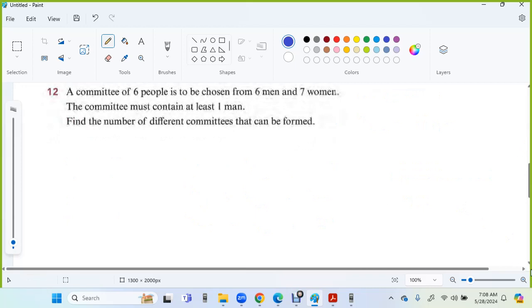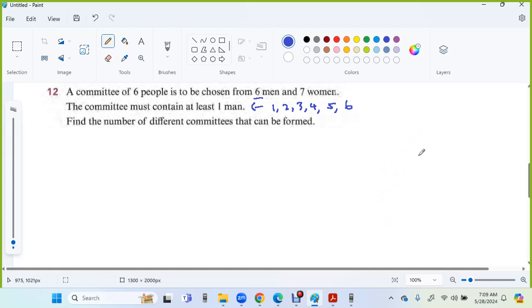Next, a committee of 6 people is to be chosen from 6 men, 7 women. Okay. So find the number of different committees that can be formed. So we have the 6 men, 7 women. So at least 1 man. So we can have one, two, three, four, five, six. Okay, we have 6 men. So this will be very complicated if we do case by case for one, two, three, four, five, six cases. So actually we can do it this way.